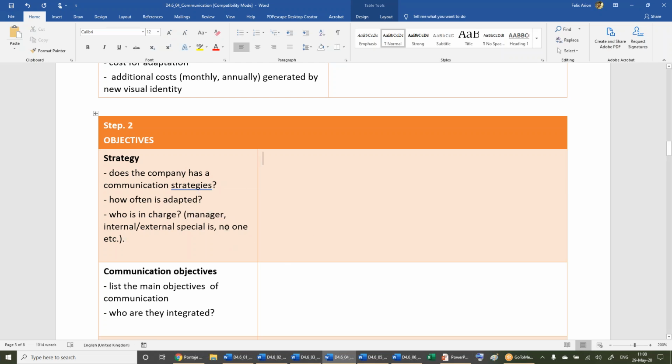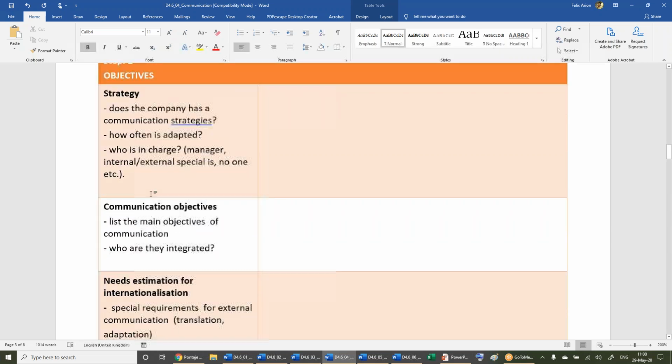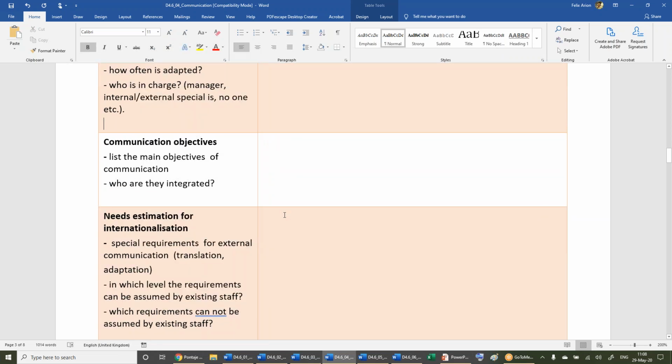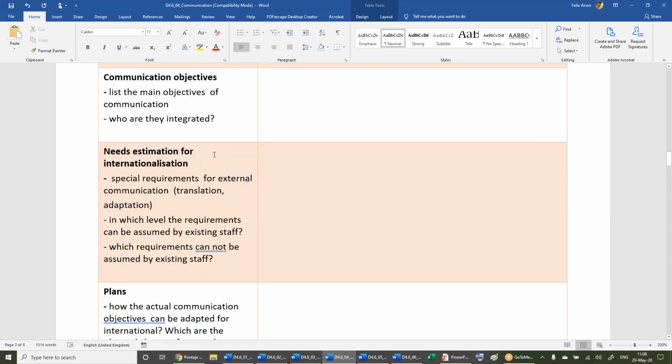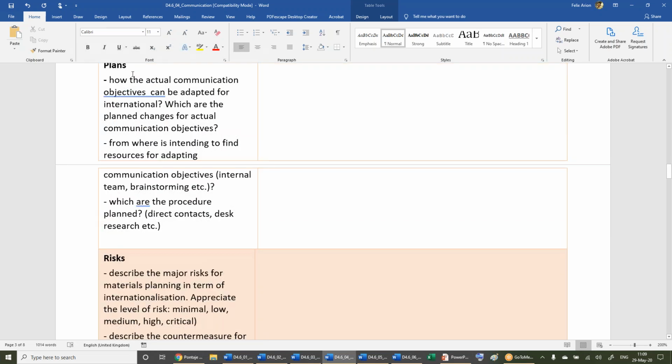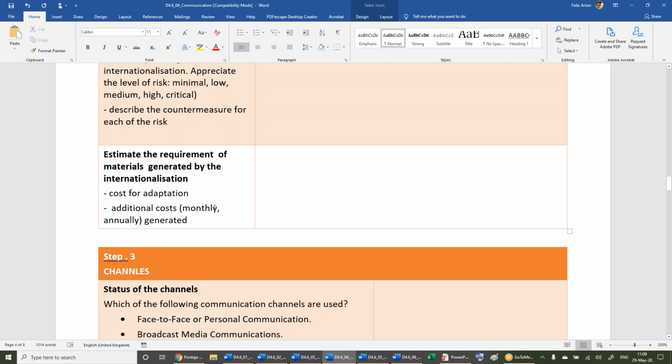Who's in charge? Is it the manager? Me as an owner, who knows everything and is just creating that, or do I have special people inside of the company or outside of the company, or no one? So just to create an idea of how well oriented your communication strategy is. Which are the objectives at the moment, how are they connected to each other, how are they connected with the mission that we created in step number 2, which are the needs that you feel are not correctly done at the moment and you have to adapt, how you want to adapt them, which are the risks, and of course, how much will it cost you to make that adaptation.